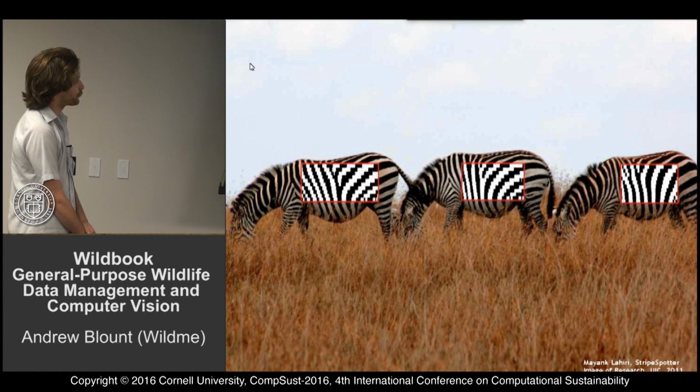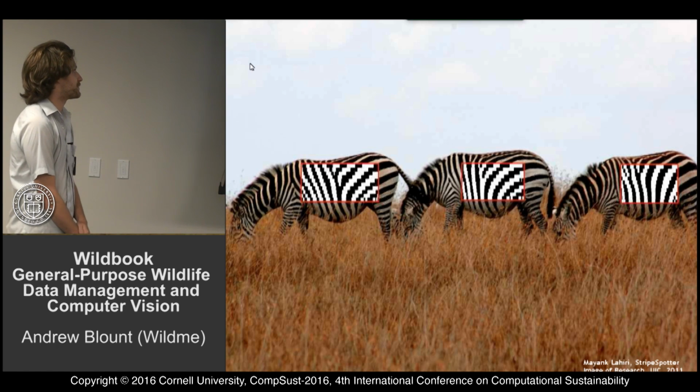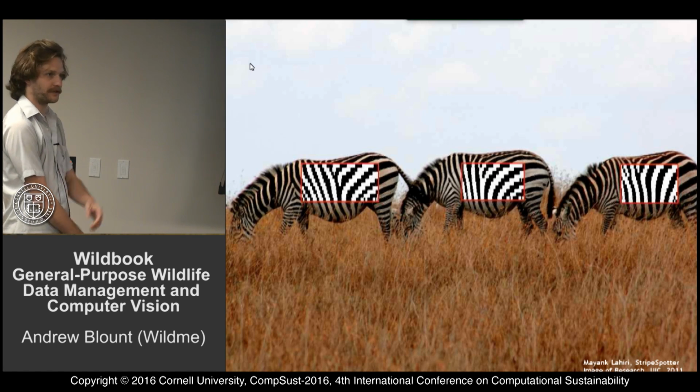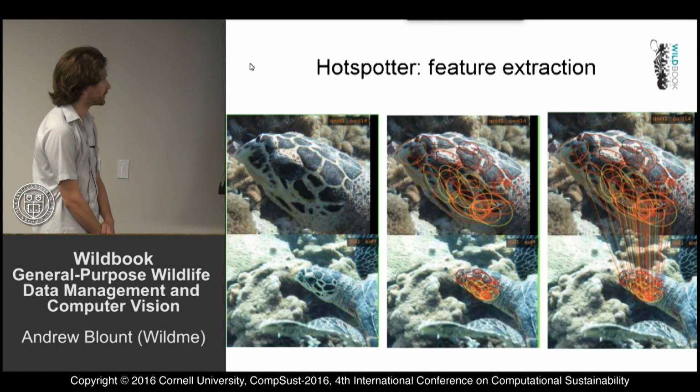And here is a visualization of StripeSpotter, which was an algorithm developed by a student in Tanya's lab that identifies zebras by their stripes, reads them like barcodes, sort of.